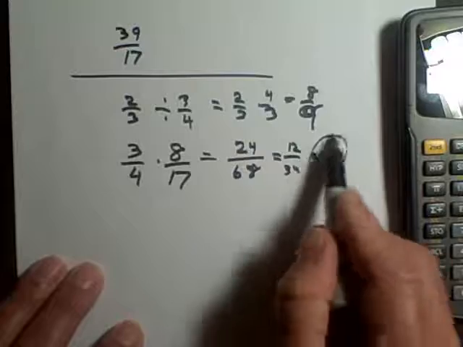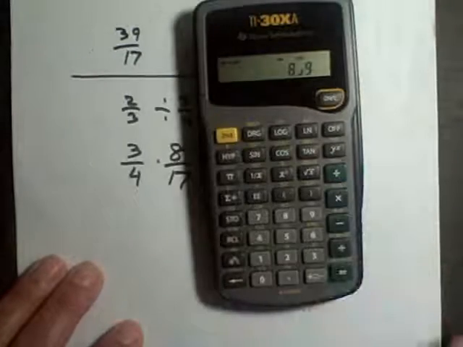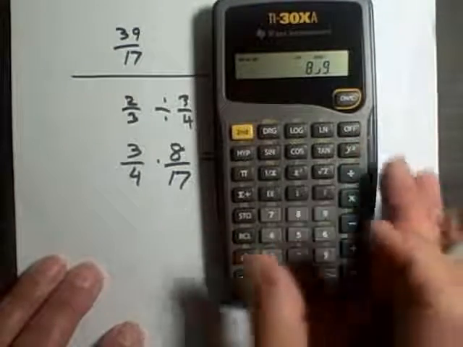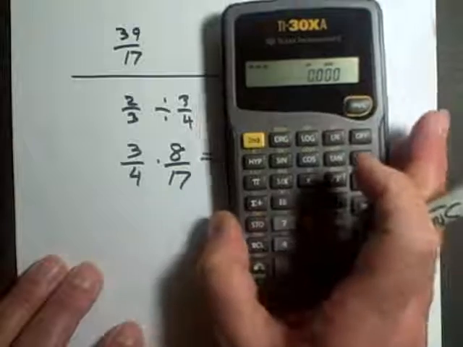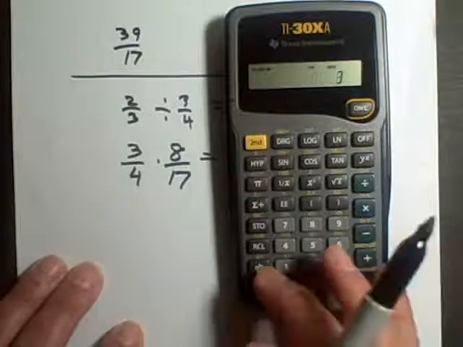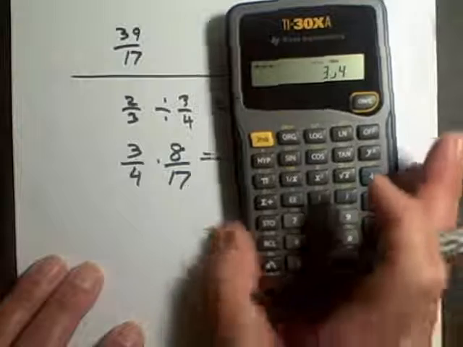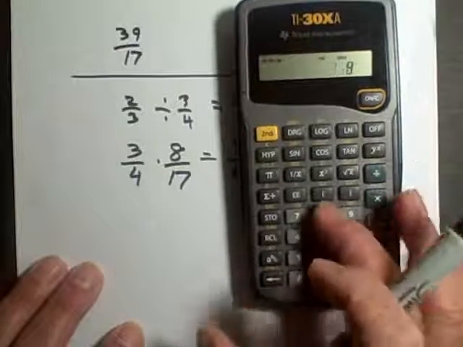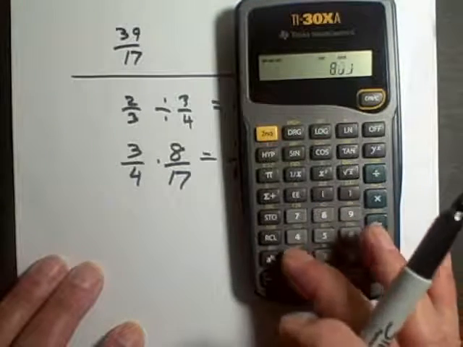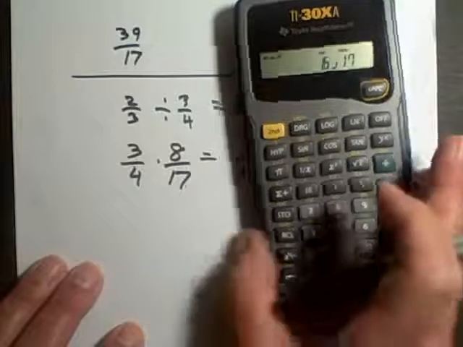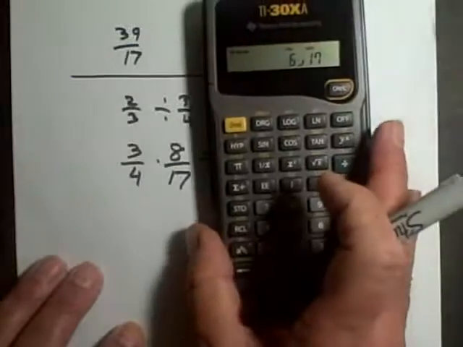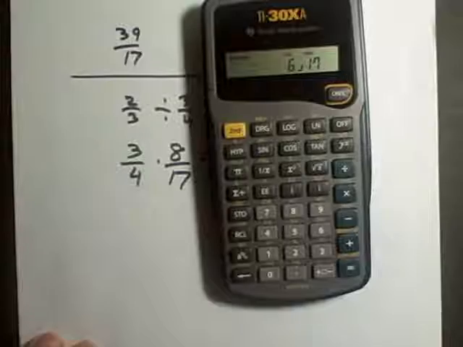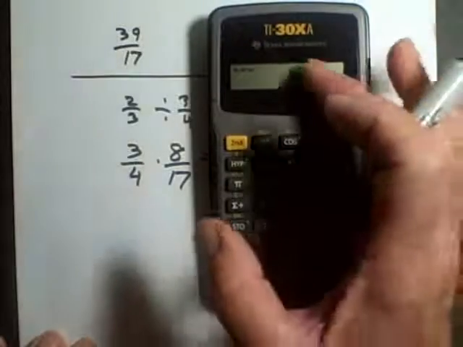So 6/17 ought to be the answer unless I've made a mistake, which is very likely, by the way, as you all know from watching me do this. But let's try it. Let's take 3/4 multiplied times 8/17 and see what we get. My goodness, 6/17. I actually did it right, believe it or not. But that's the answer, and it gives it to you in reduced form.